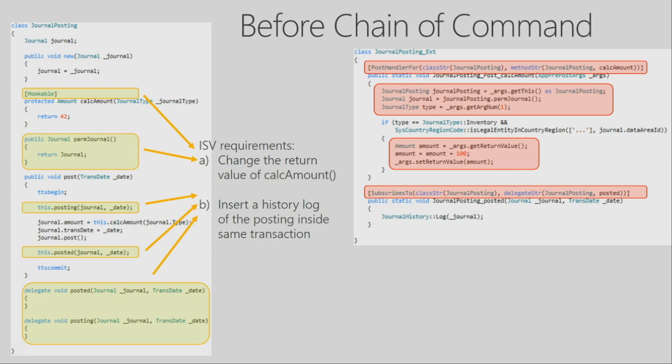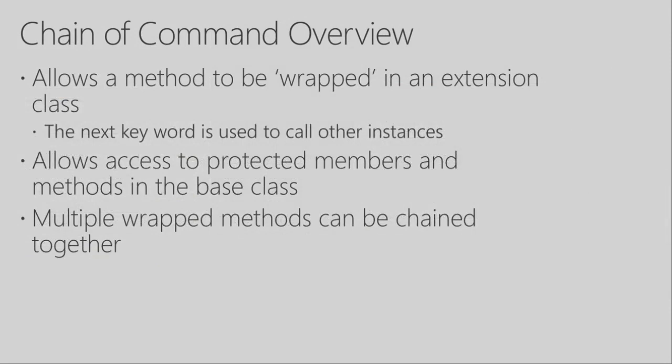So what we did was we added this chain of command capability. This allows methods to be wrapped in an extension class. And then you can put a next keyword to call other implementations of that method. It allows access to the protected members and methods in the base class, and then multiple wrapped methods can be chained together as needed.